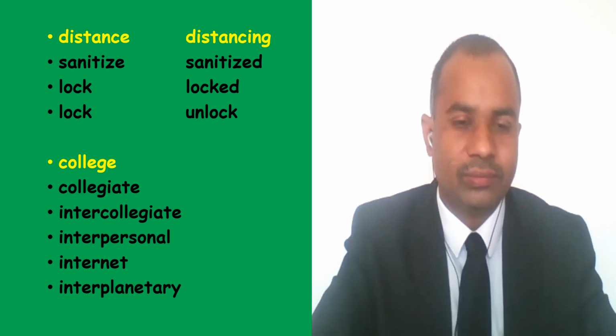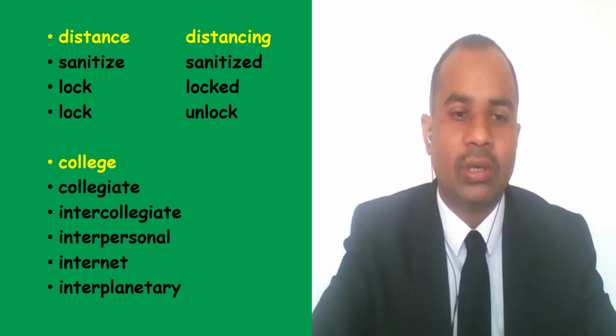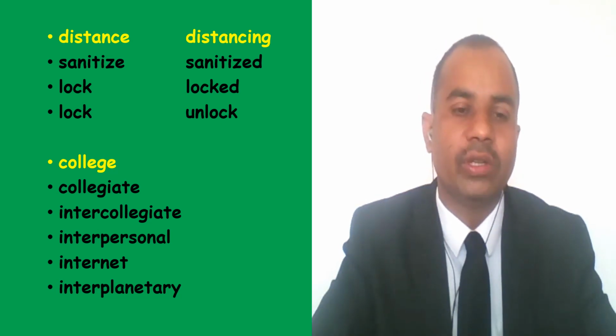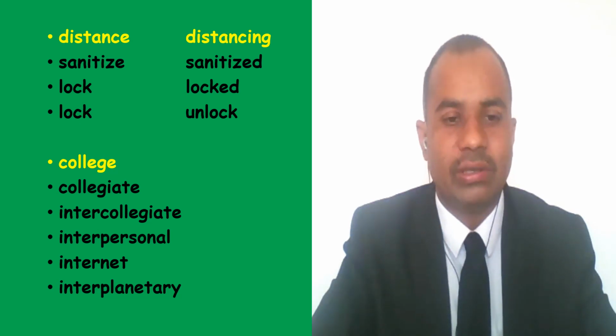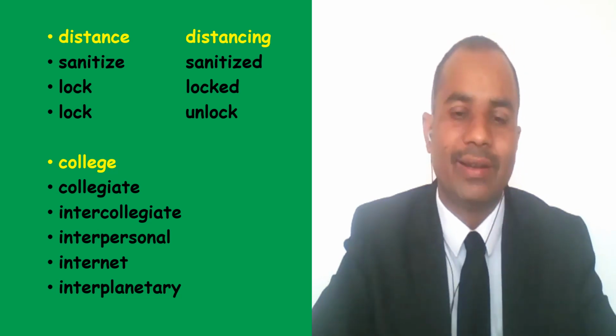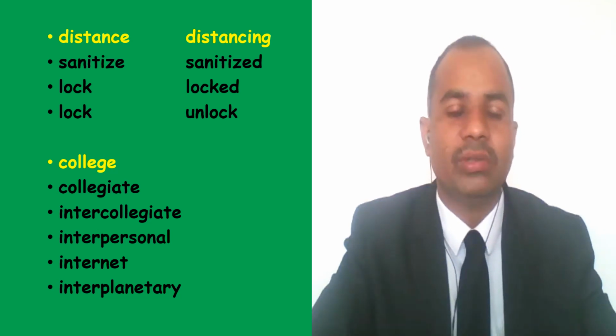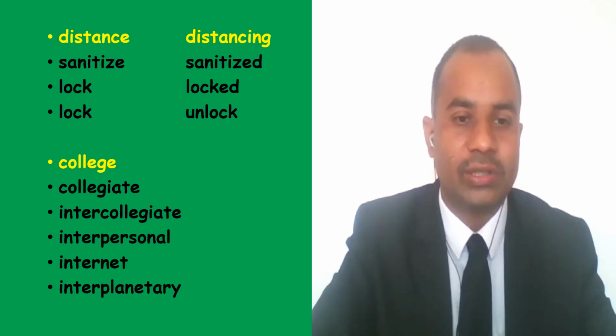So again we have intercollegiate, so between two colleges or different colleges: intercollegiate sports competition or some other competitions. So inter is a prefix we use with different roots: intercollegiate, interpersonal, internet, and interplanetary. Inter is like trans, it's more beyond that. So international, for example, is beyond our nation, between two or more nations.